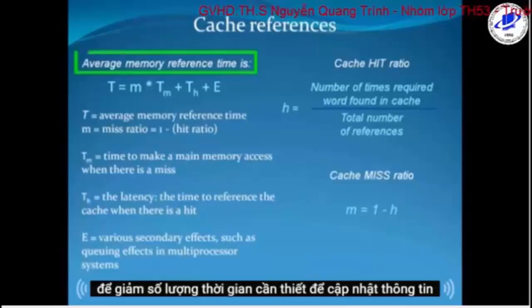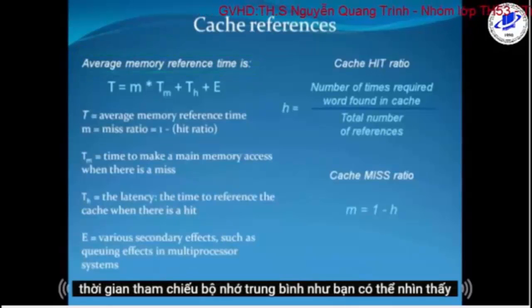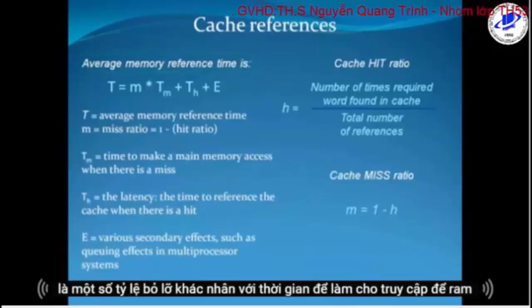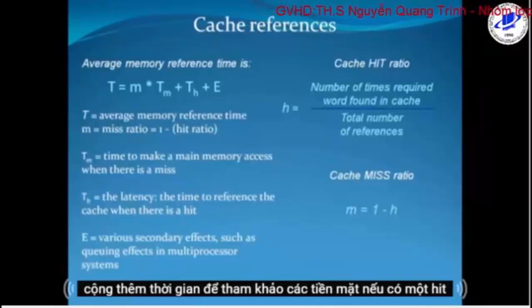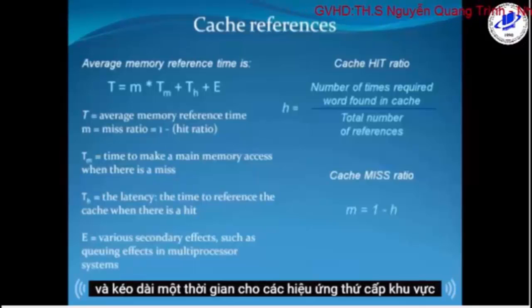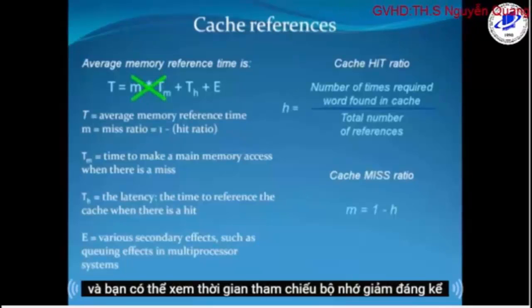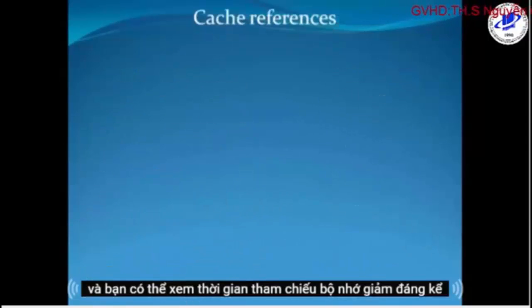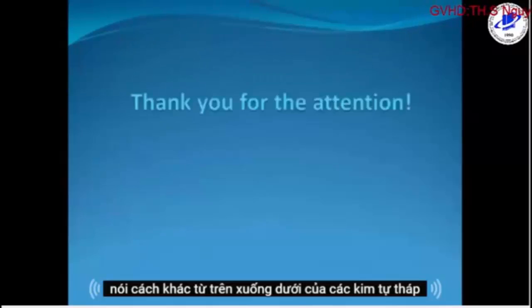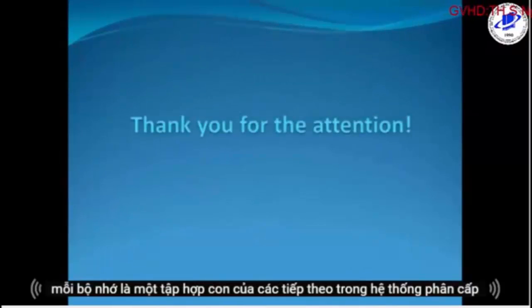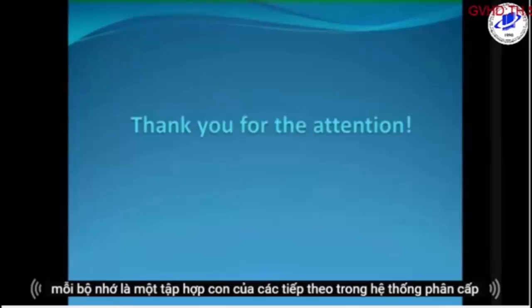The average memory reference time, as you can see, is a sum of the miss ratio multiplied with the time to make access to RAM, plus the time to reference the cache, if there is a hit, and last, some time for various secondary effects. If there is a hit in the cache, the first part becomes 0, and, as you can see, the memory reference time significantly drops. In other words, from top to bottom of the pyramid, every memory is a subset of the next in the hierarchy.